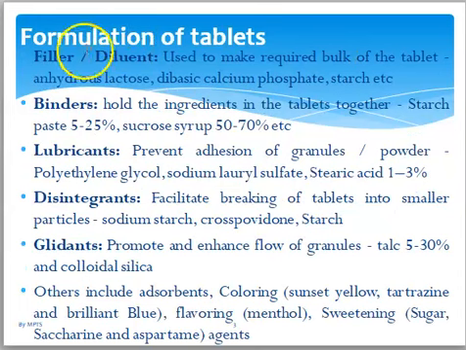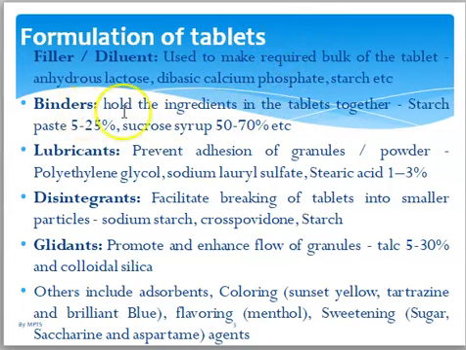Let us look at the excipients, or the formulation of tablets. Of course, we need the API, the active ingredient, but after the active ingredient, we also need a filler or diluent. This is used to make the required bulk of a tablet, such as anhydrous lactose, dibasic calcium phosphate, and starch. Now, let's see the reason why some tablets are expensive: it is because of these excipients.